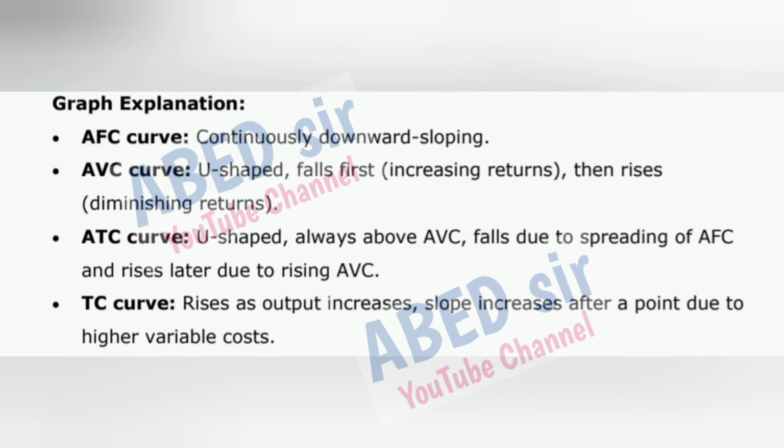AVC curve, U-shaped: falls first due to increasing returns, then rises due to diminishing returns. ATC curve, U-shaped, always above AVC; it falls due to spreading of AFC and rises later due to rising AVC. The TC curve rises as output increases, and its slope increases after a point due to higher variable costs.